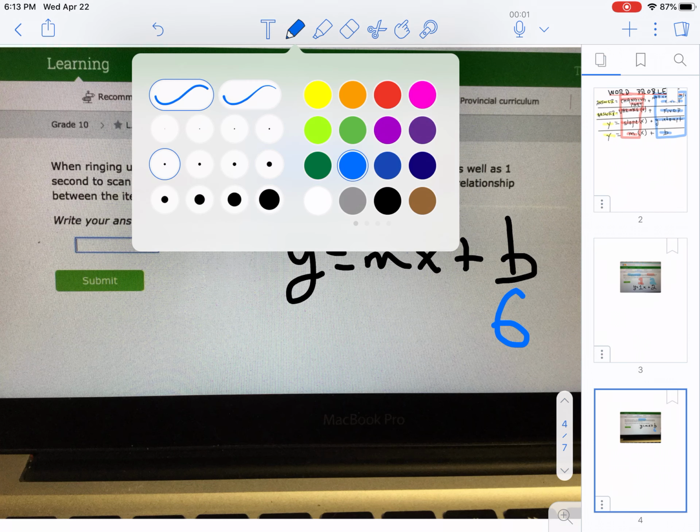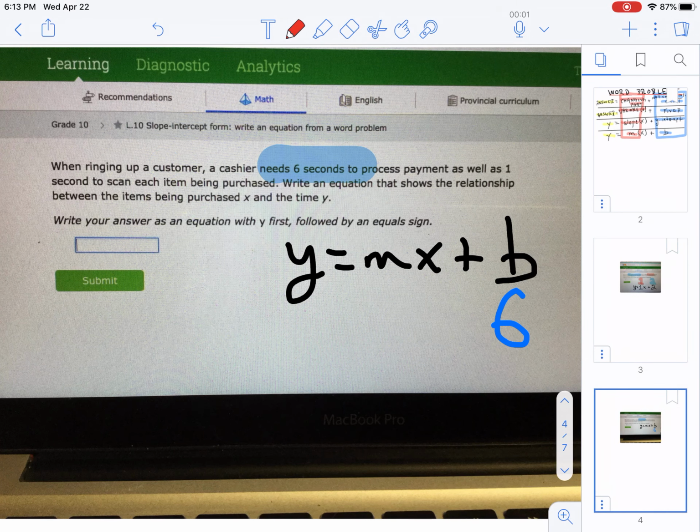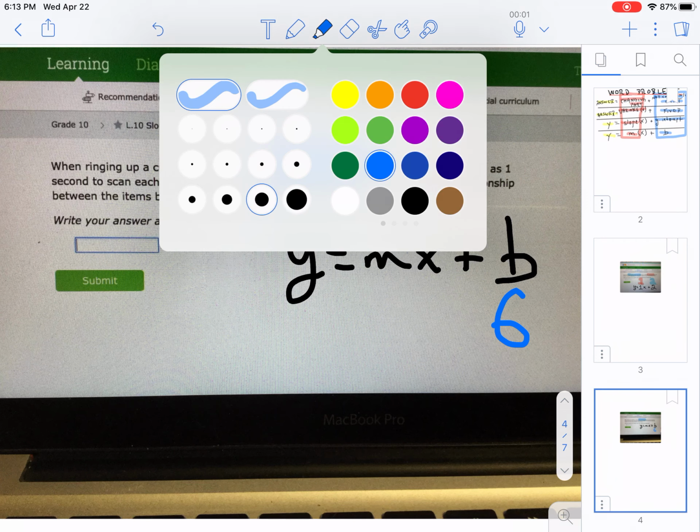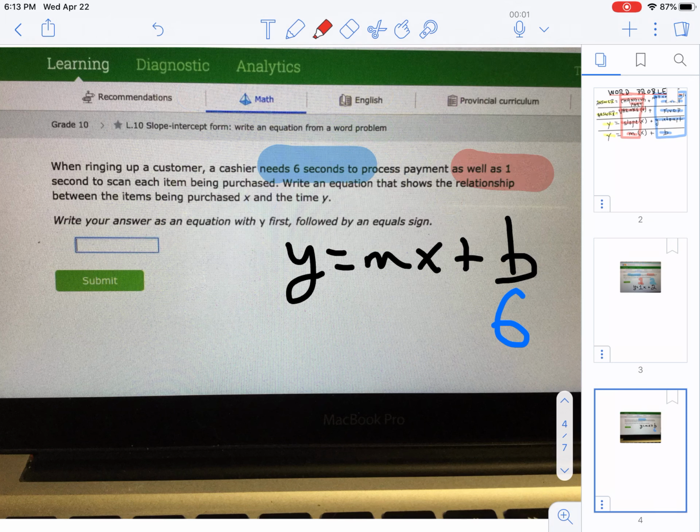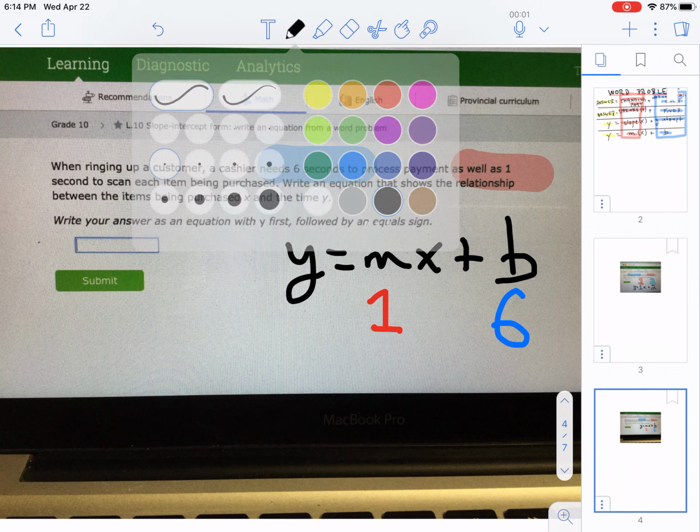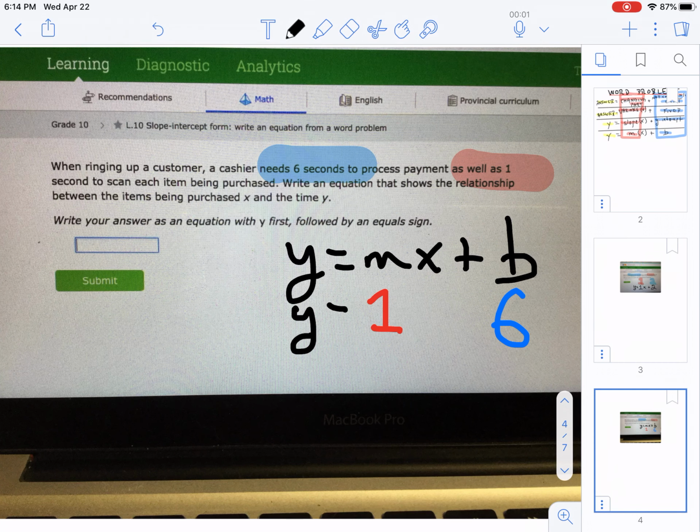What part of the equation changes? What part is variable? What part is the slope? It says 1 second to scan each item. So we would put the number 1 here where m is, because that's the variable part. So if we were to write the equation in full, we would write y equals 1x plus 6. So in algebraic form, that tells us the cashier is going to take 6 seconds to do the transaction, plus 1 second for every extra item that gets scanned.